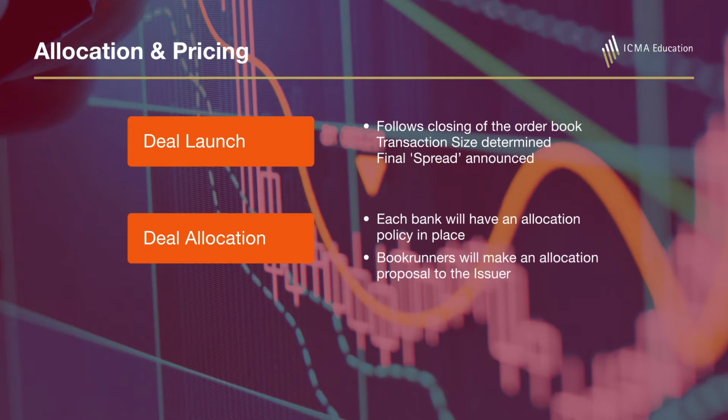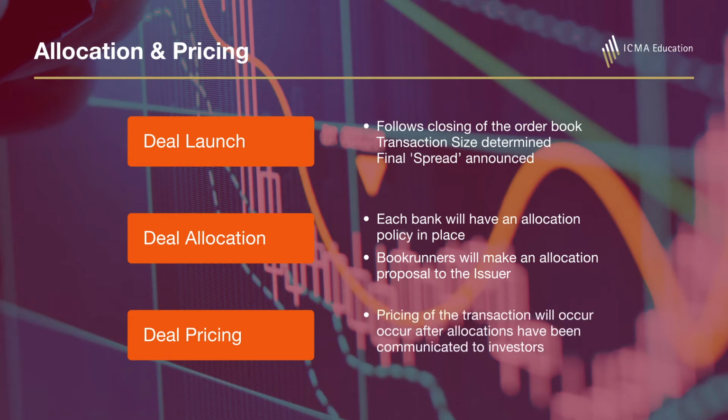And book runners will generally make an allocation proposal to the issuer, which the issuer can change depending on its own preferences, or it can allocate more or to a greater or lesser extent than it wants to in the process. And we'll go on to that in subsequent slides. And then once the allocations are finalised and distributed to investors, we come to the deal pricing process. And at this point, the coupon and the issue price is determined.